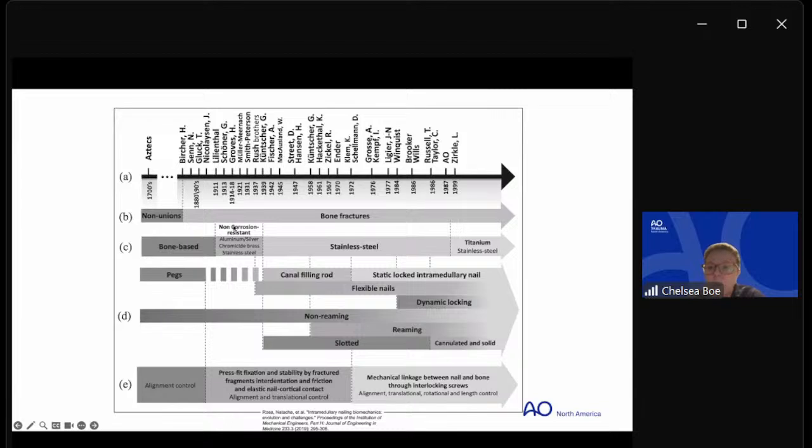Intramedullary fixation is hardly new. This is a little bit of a history jump here, but the Aztecs in the 1700s treated non-unions with resinous wood sticks inserted in the medullary canal. There obviously was a flurry of advancement of this technology in the early 20th century, and we're now all familiar with intramedullary fixation throughout the body as a standard of modern orthopedic care.